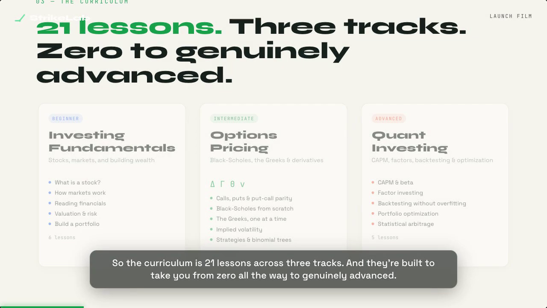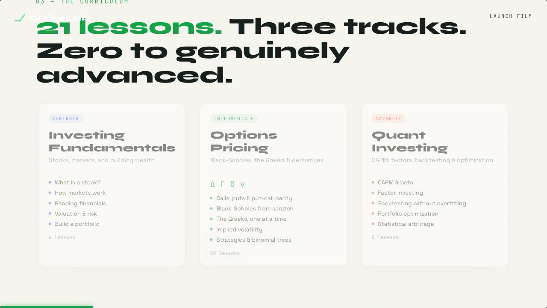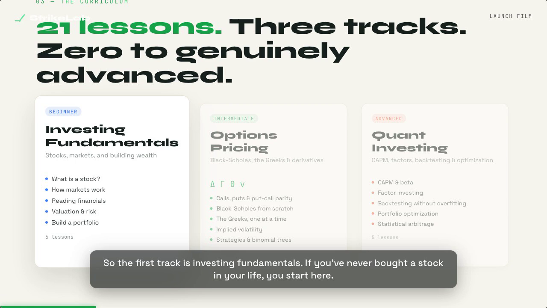So the curriculum is 21 lessons across 3 tracks, and they're built to take you from zero all the way to genuinely advanced. The first track is investing fundamentals. If you've never bought a stock in your life, you start here. So what a stock actually is, how markets and order books work, how to read a company's financial statement, how to value a business, and how risk, return, and diversification fit together when you build a real portfolio.